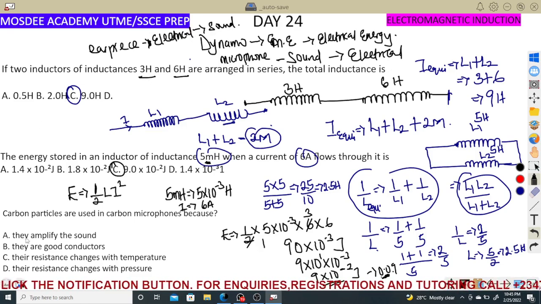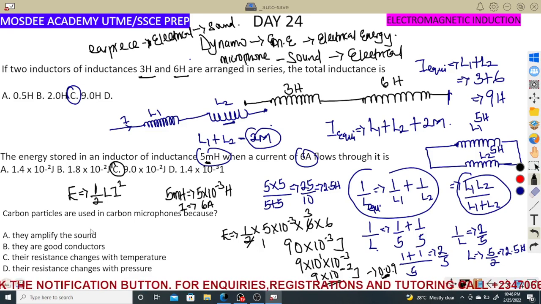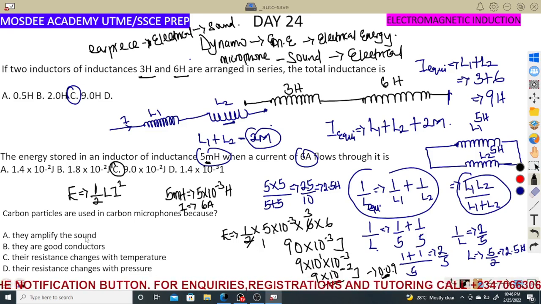Now, the last question is asking why you have carbon particles inside the microphone. It's so simple. I told you when I talked about the magnetic effect of current, inside the microphone there's always a magnet. Now, when you speak into your microphone, there is a kind of reaction between the components of the microphone.